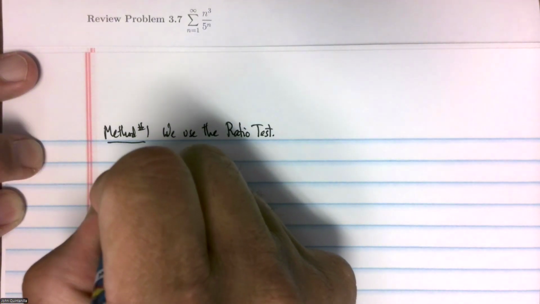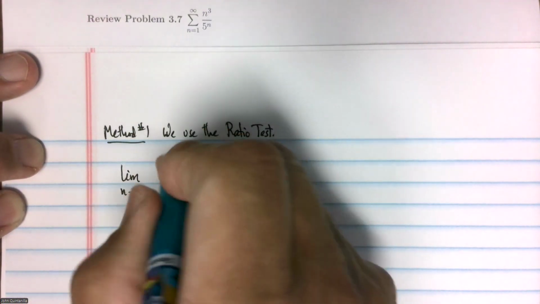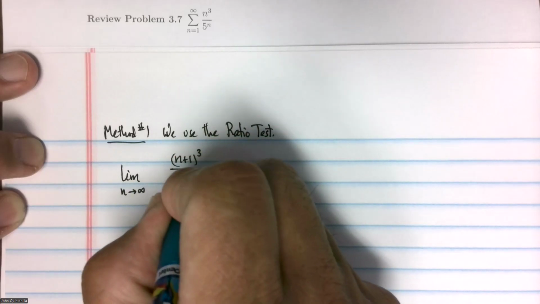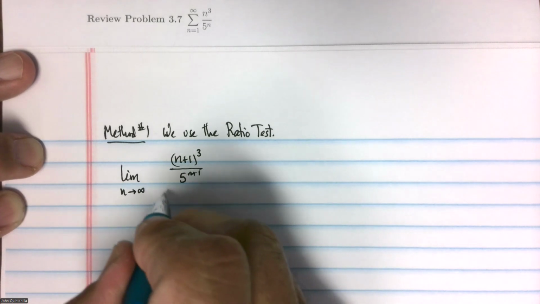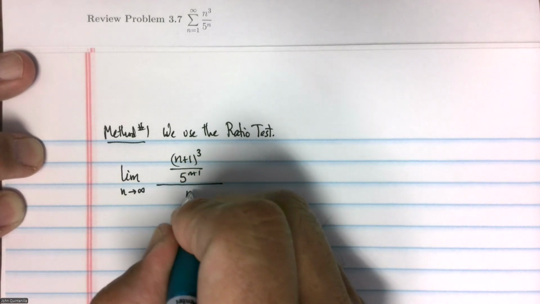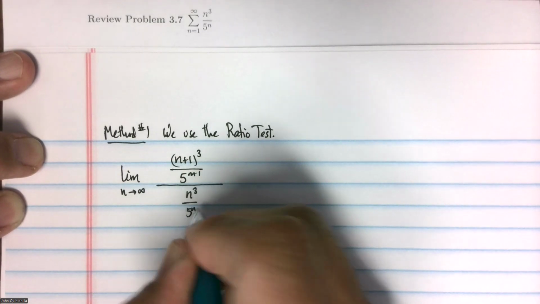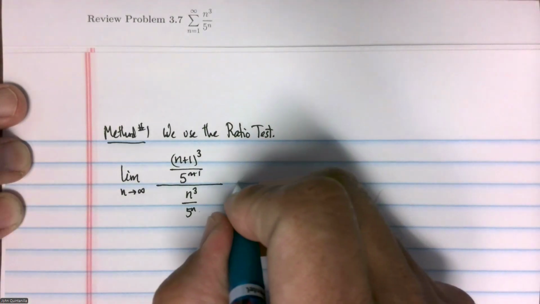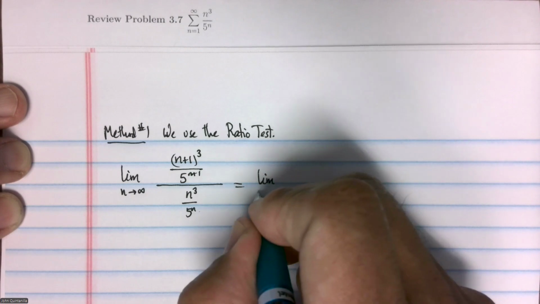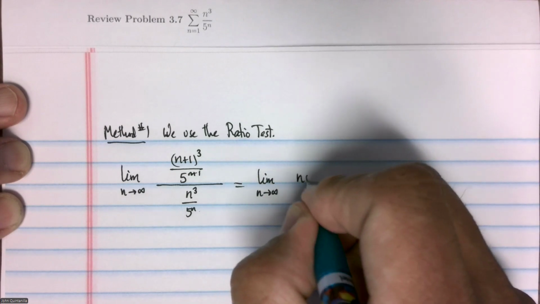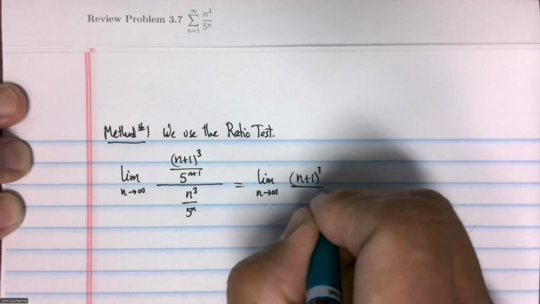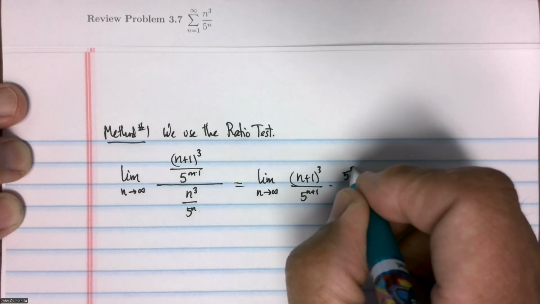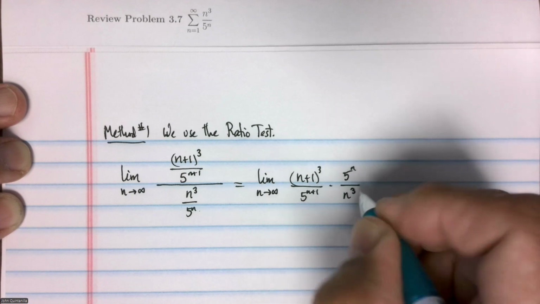Let's see how this would go. Limit as n goes to infinity of (n plus 1) cubed over 5 to the n plus 1, all over n cubed over 5 to the n. So the n plus first term divided by the nth term. So we get the limit as n goes to infinity of (n plus 1) to the third over 5 to the n plus 1, times 5 to the n over n to the third.